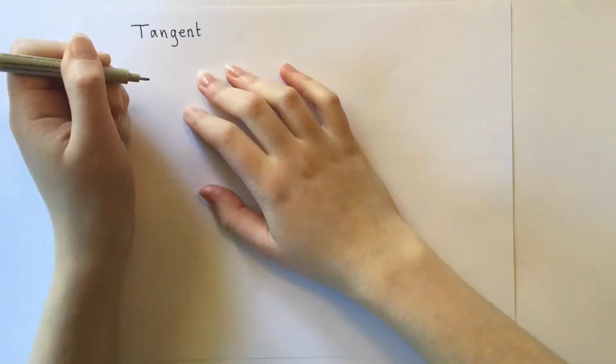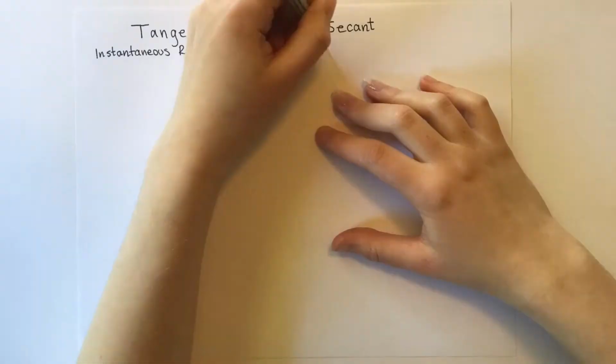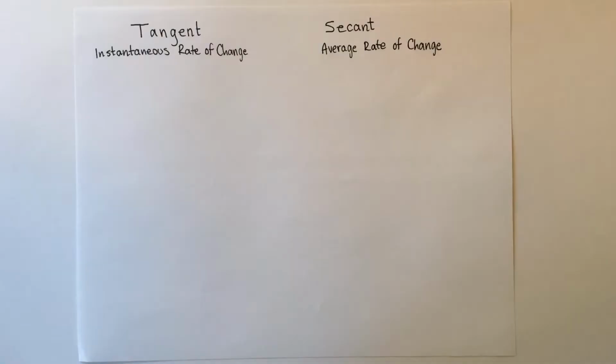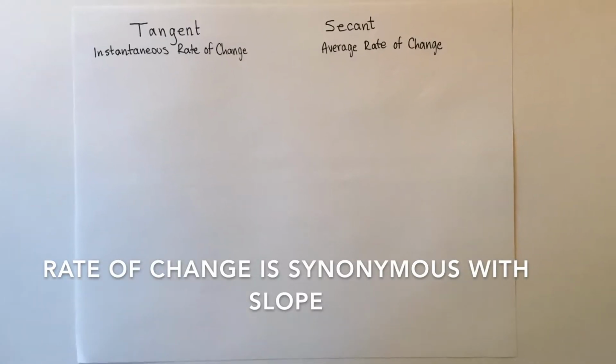Today we're doing secant and tangent lines. Tangent lines have an instantaneous rate of change, while secant lines have an average rate of change. This is a very important distinction to remember in calculus.